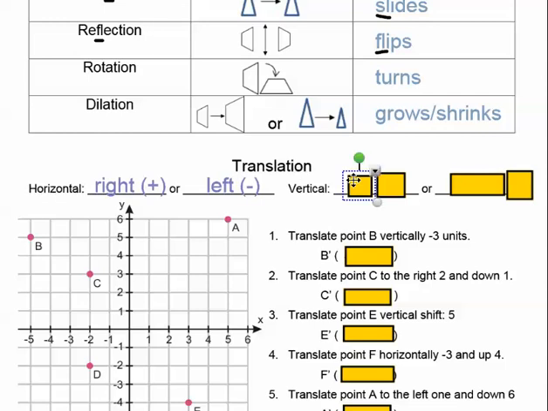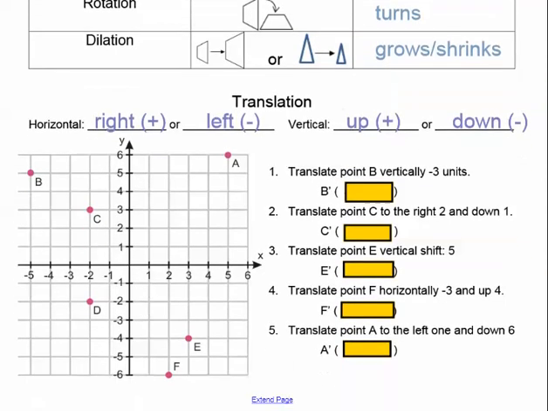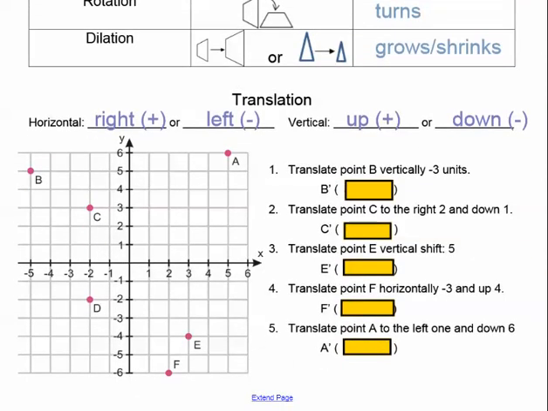Vertical is where we go either up or down. If it's a positive number for vertical, we're going to move up. So vertical, let's say +2, we would move up 2. If it were -2, we would go down 2. Okay, so next, let's actually do some of these.